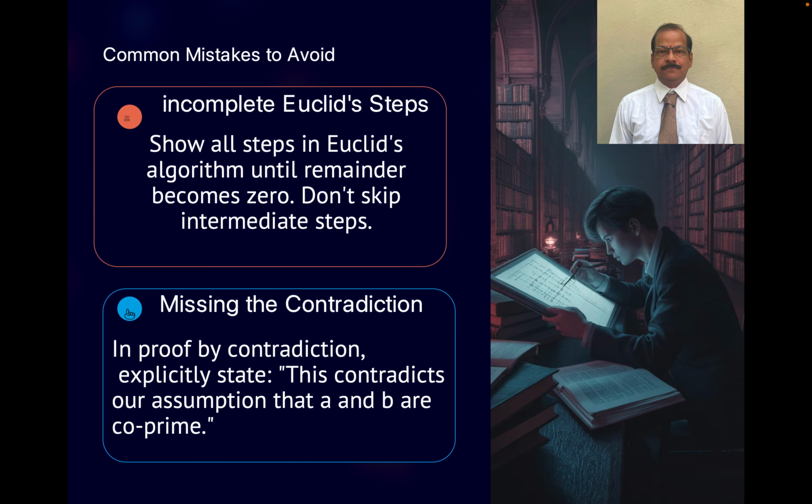Now, missing the contradiction. What is the contradiction? In proof by contradiction, explicitly state that this contradicts our assumption that A and B are co-prime. The statement should really appear as it is. I'll read again: this contradicts our assumption that A and B are co-prime.